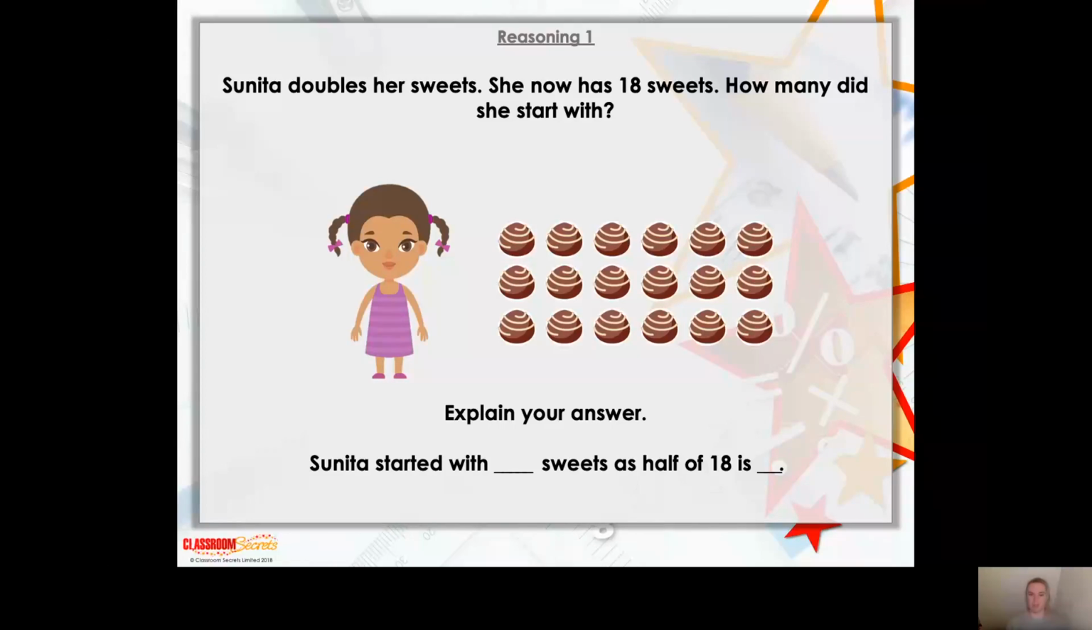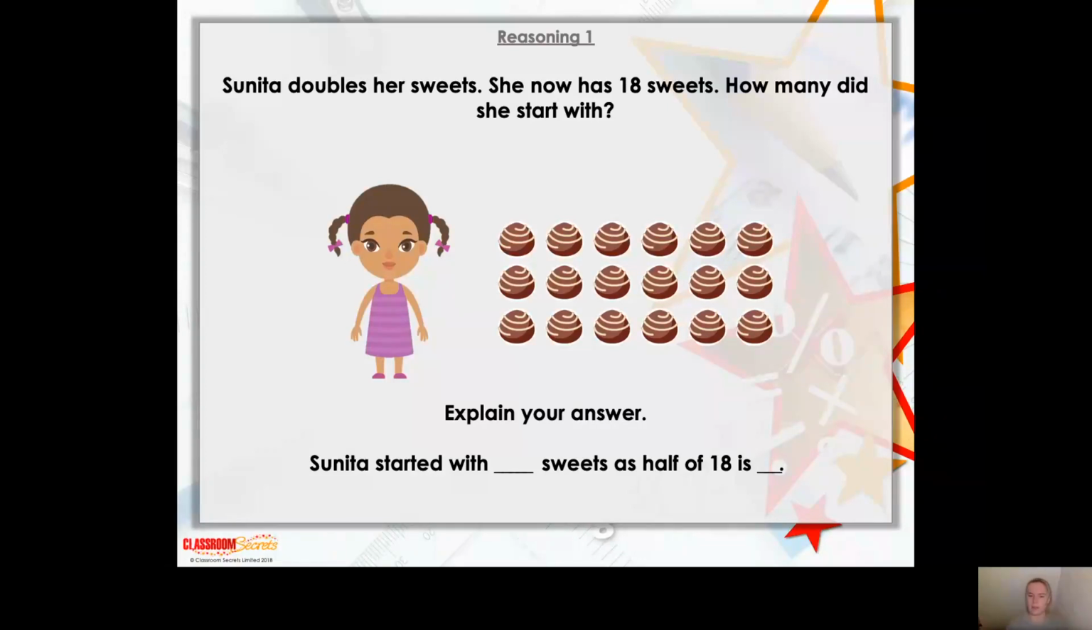So here we have a reasoning question, and it says, Sunita doubles her sweets, now has 18 sweets. So she's already doubled her sweets, and 18 is the answer. 18 is the whole. How many did she start with? So we need to put these sweets in 2 groups, don't we? To find out what she had to begin with, and then she doubled it to get the amount that she has now, okay? Something plus something is 18, but remember the 2 numbers need to be equal in the number sentence because we're doubling it. Okay, so pause the video now and have a think.